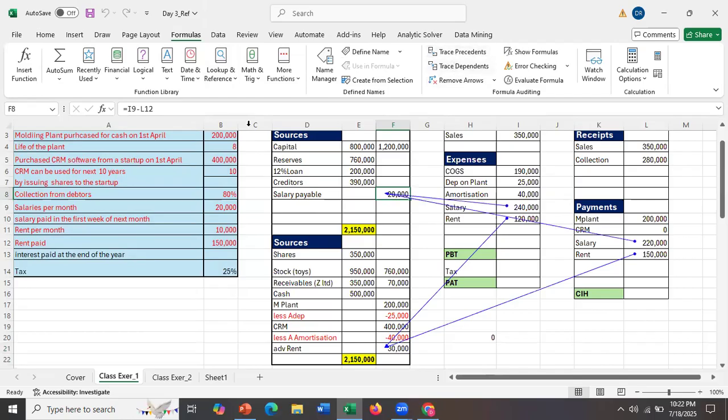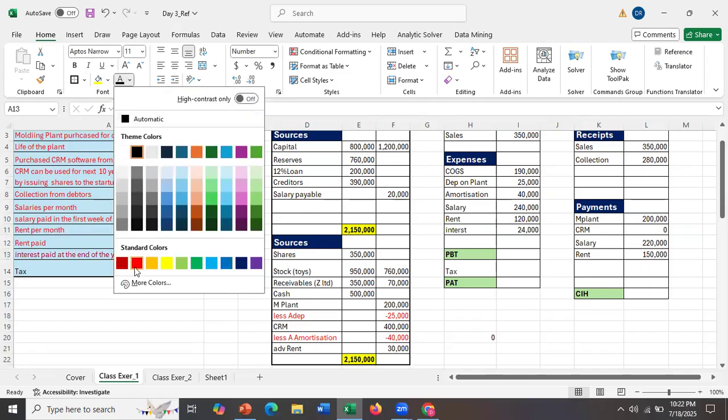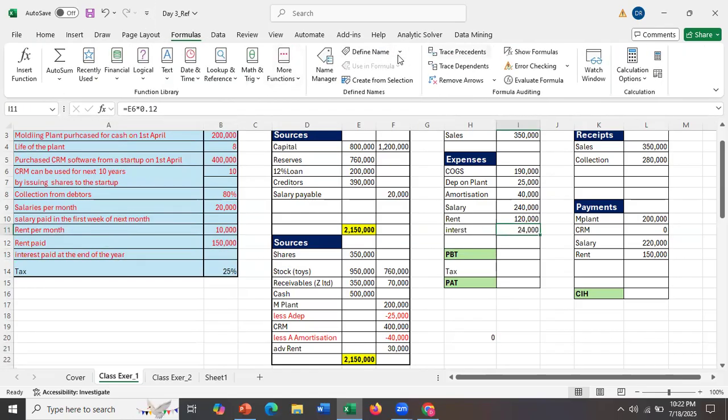Expense not paid is a liability. Expense paid but not due, then it is an asset because you're going to get the benefits in future. That brings us to a very common item, interest. For the year, I have to pay interest. So interest is equal to, what percent is it? Yeah, 12% on the loan.